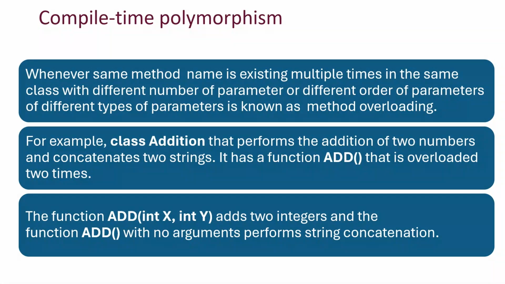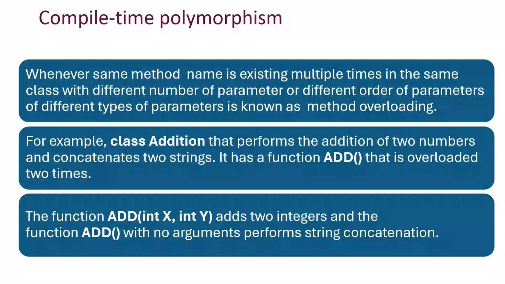So in method overloading, in the same class, different functions are given with the same function name, but the parameters can be of different types, different orders, and a different number of parameters. We can see this with a simple example. For example, class Addition that performs addition of two numbers. Addition means we can add two numbers, or if we are giving strings, we can concat the two strings. So it has a function add that is overloaded two times.